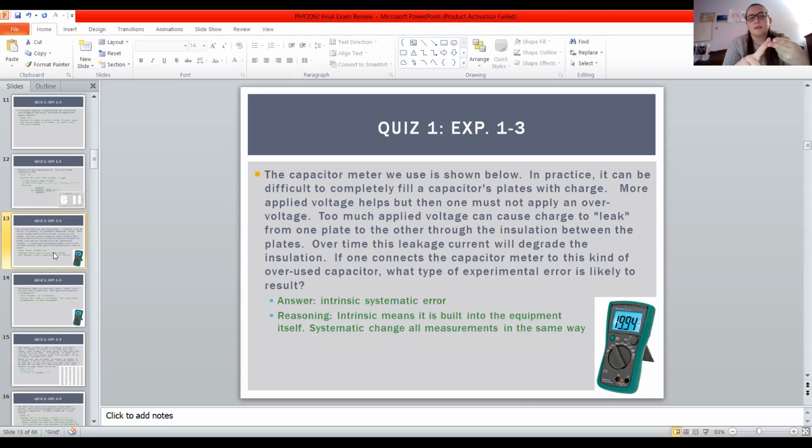So that might be like this one, faulty equipment. The example that it gives in the manual, let me see if I can find it real quick.